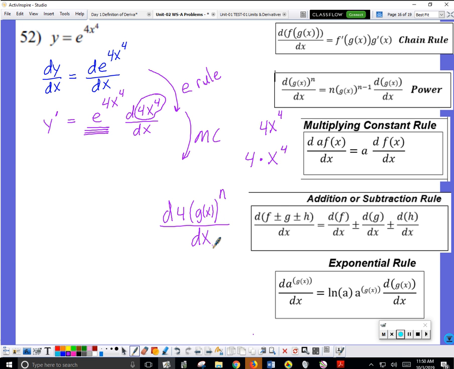In a few days, I'll give you another rule that is handy. It's a combination of the multiplying constant and the power rule put together, and that's a little different. But so can't do that. Anybody want me to talk more about why you can't use the power rule?